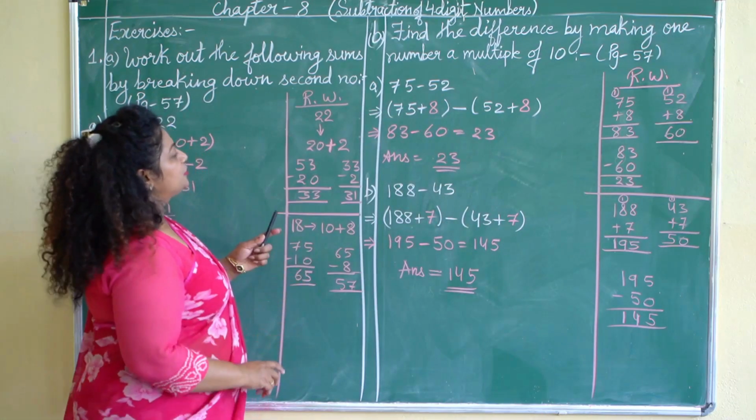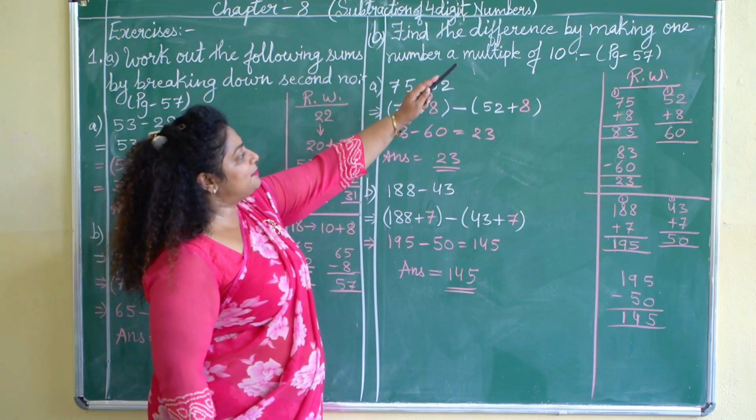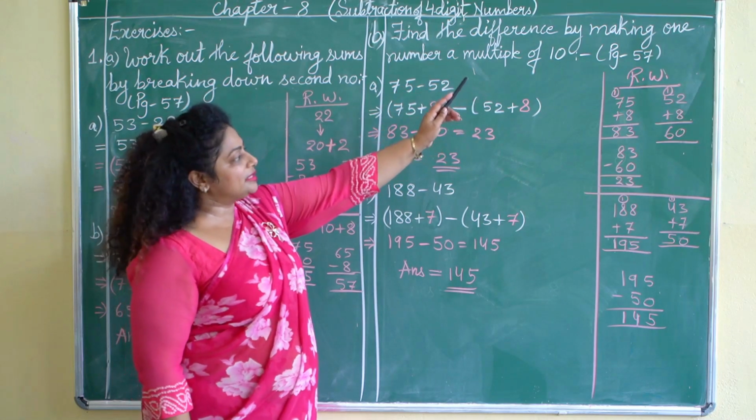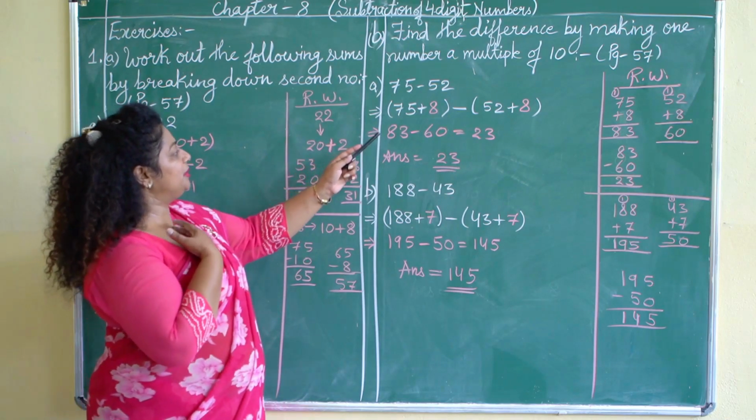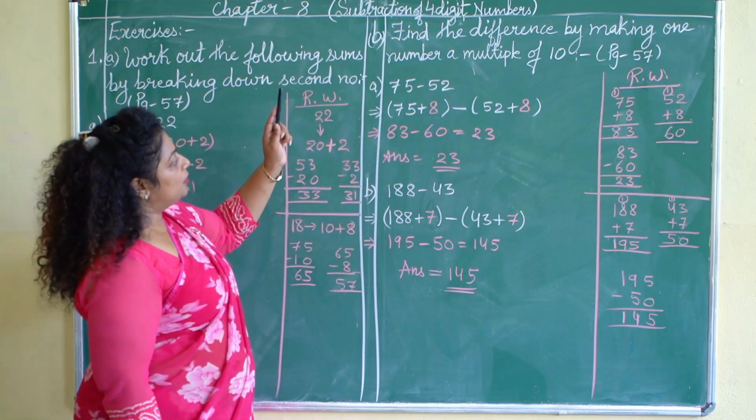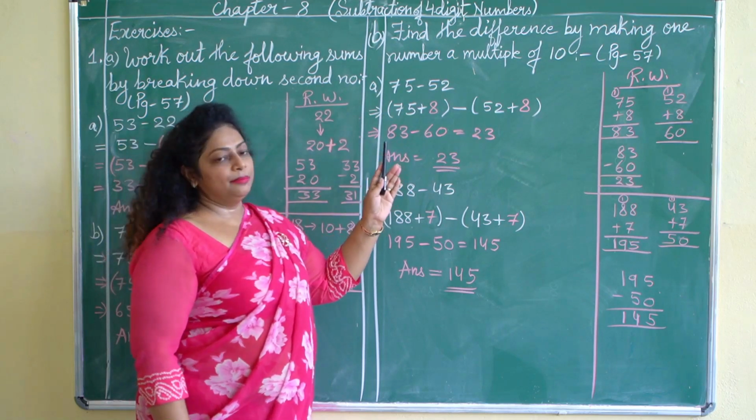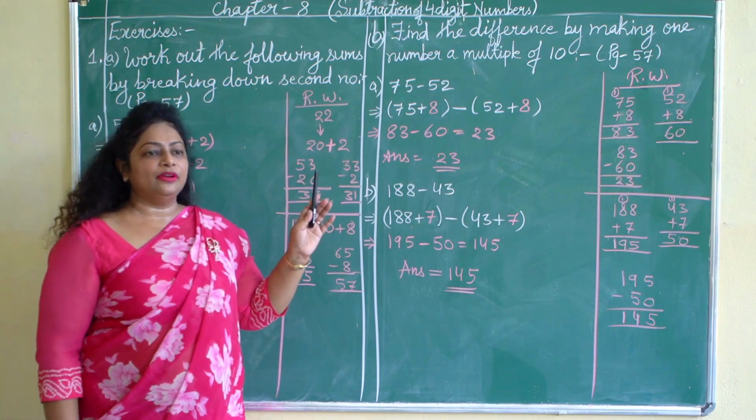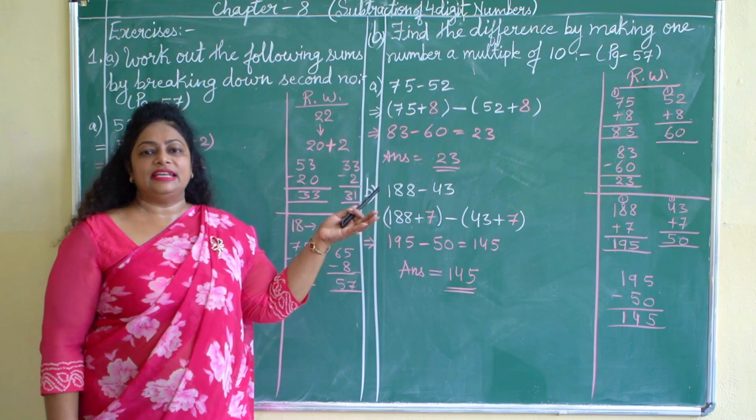Now let's come to the next question, in which it is asked, find the difference by making one number a multiple of 10, and it is also given on the same page, number 57. First sum given to you is 75 minus 52. Since we have to make a number a multiple of 10, what are the multiples of 10? Like 10, 20, 30, 40, 50, 60 and so on.